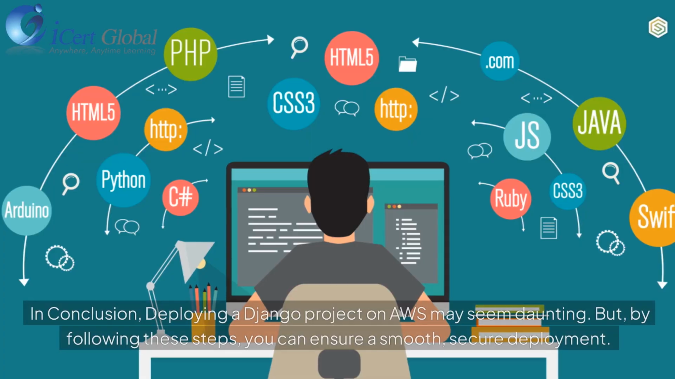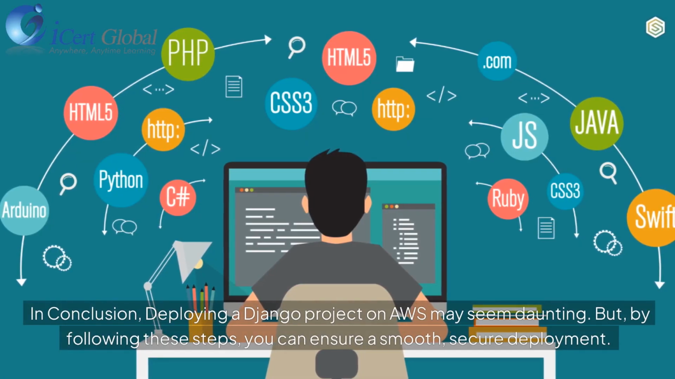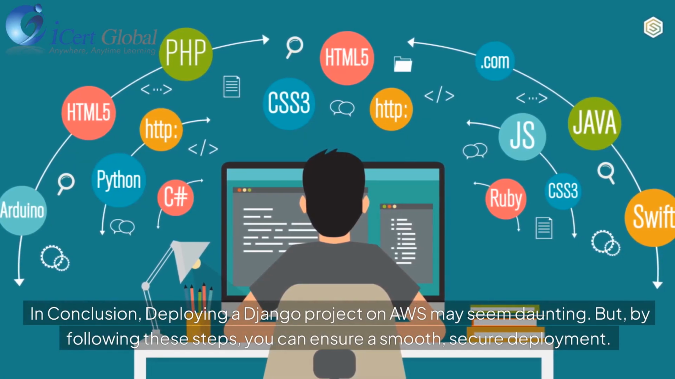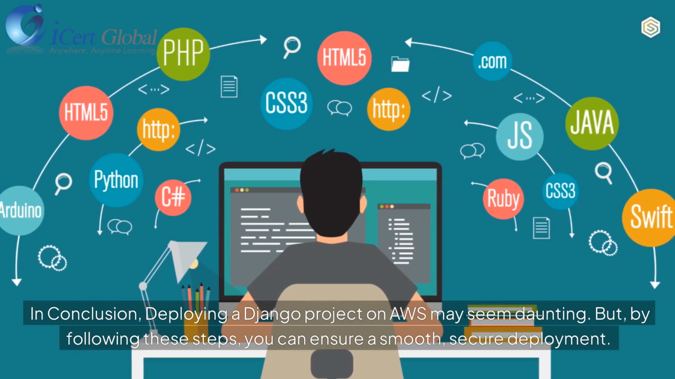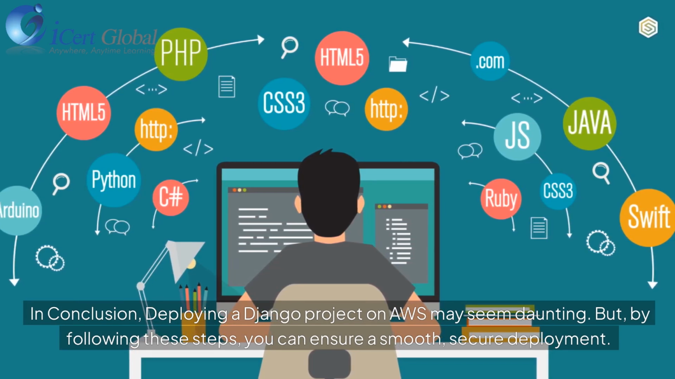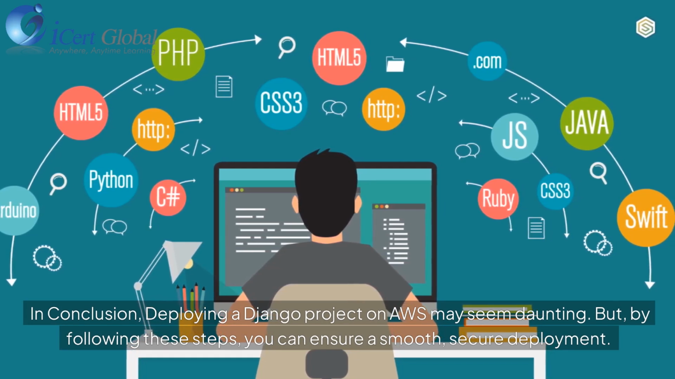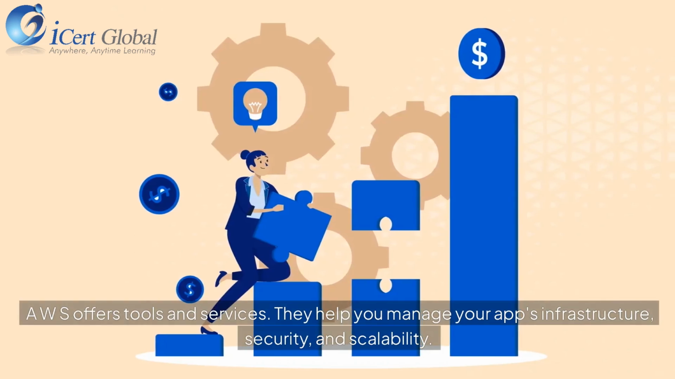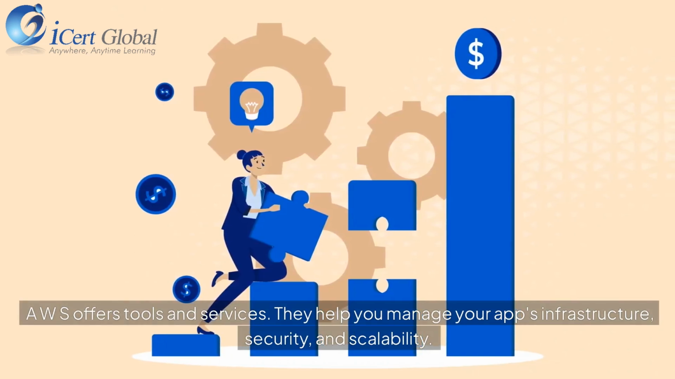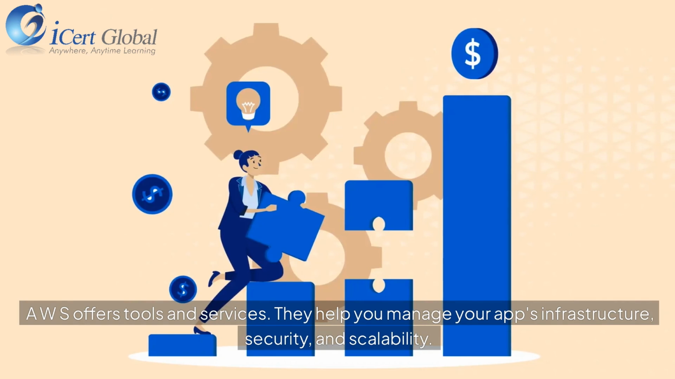Conclusion. In conclusion, deploying a Django project on AWS may seem daunting. But, by following these steps, you can ensure a smooth, secure deployment. AWS offers tools and services. They help you manage your app's infrastructure, security, and scalability.